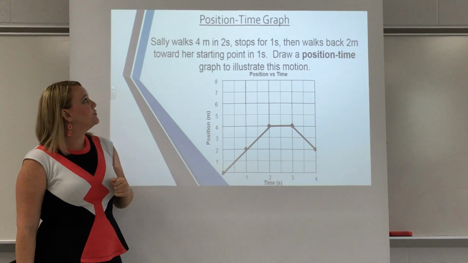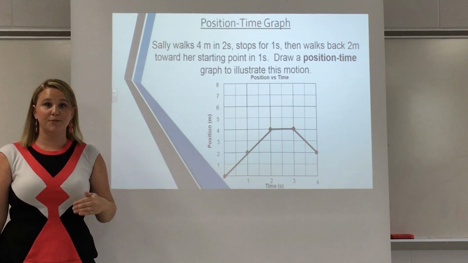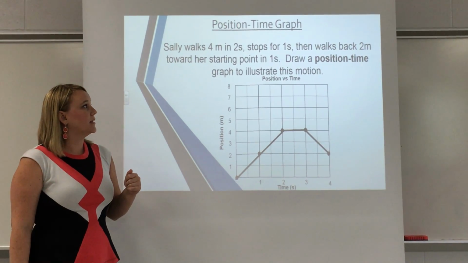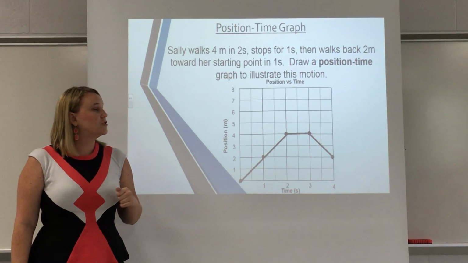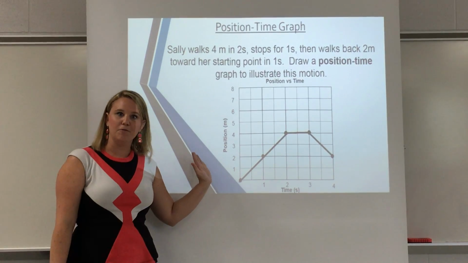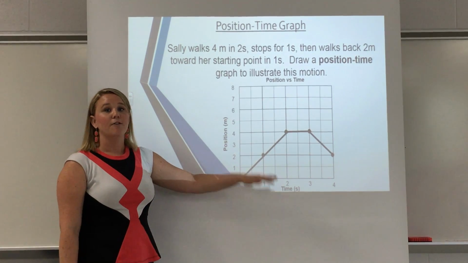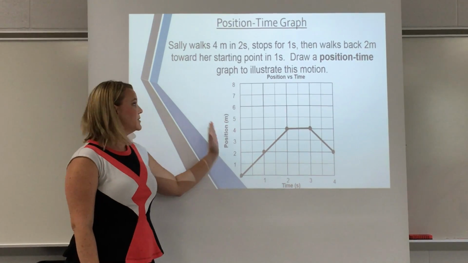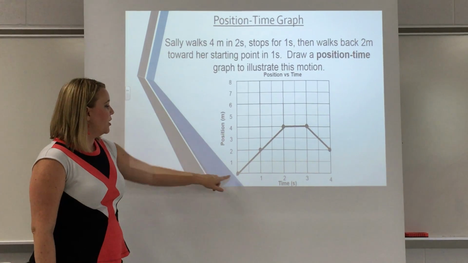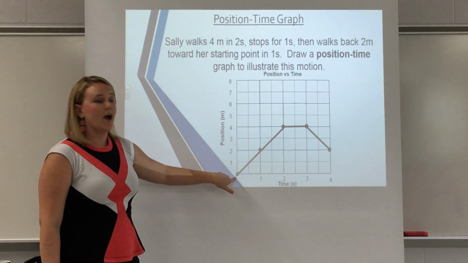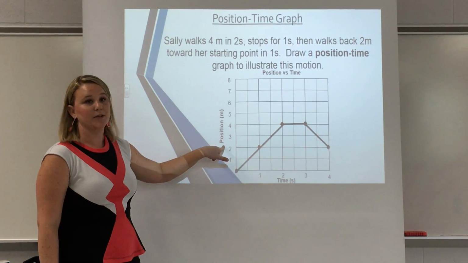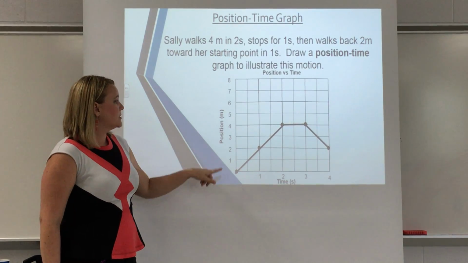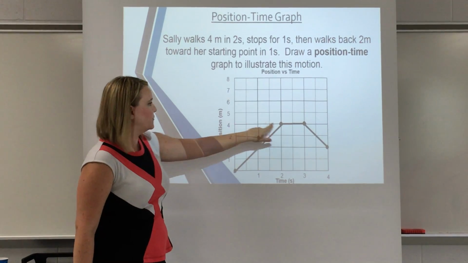Okay, Sally walks 4 meters in 2 seconds, stops for 1 second, then walks back 2 meters towards her starting point in 1 second. Draw a position time graph to illustrate this motion. It's already drawn for y'all, so let's talk about it while it's up here. First, we have to verify it's a position versus time graph. Time's on the x-axis, position is on the y-axis. And look, her starting point is going to be her y-intercept because that is going to be her starting position at time equals 0. She walks 4 meters in 2 seconds. So in 2 seconds, she walks 4 meters.